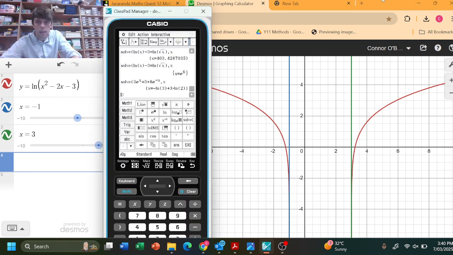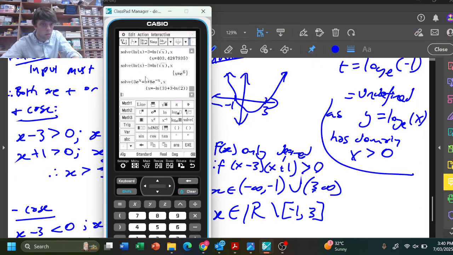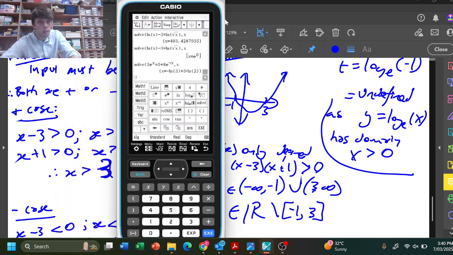You can see if you use your CAS calculator, you can verify those solutions. So here they are. We use the solve function, and we're going to get back those same answers.